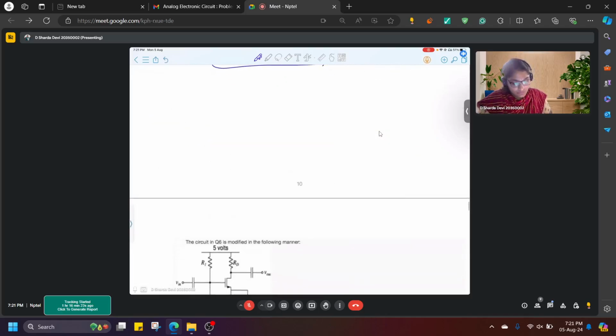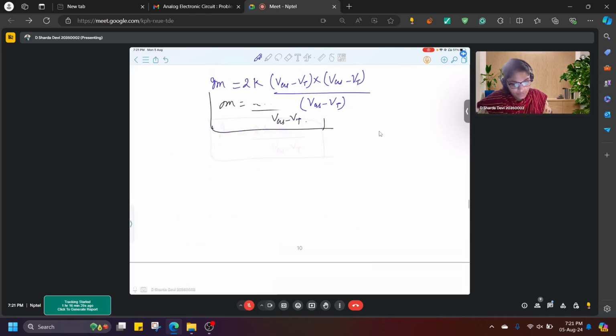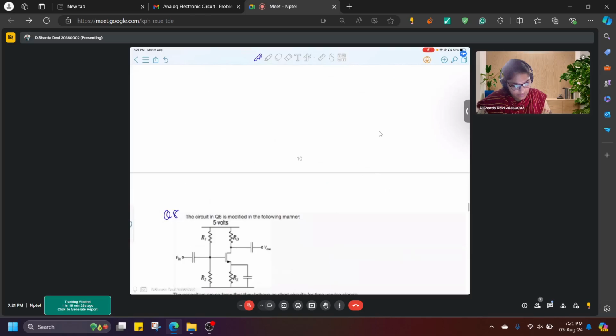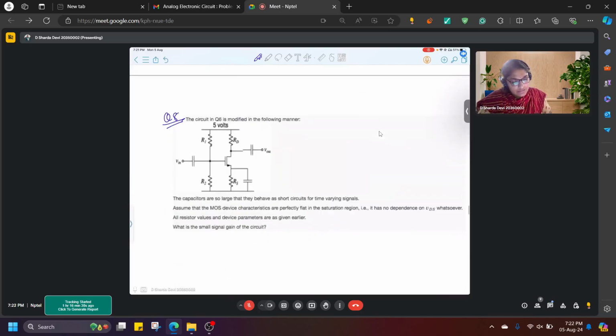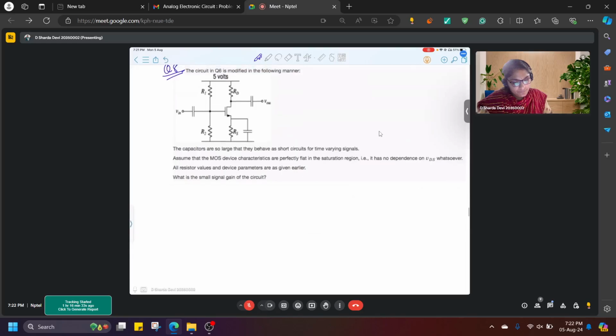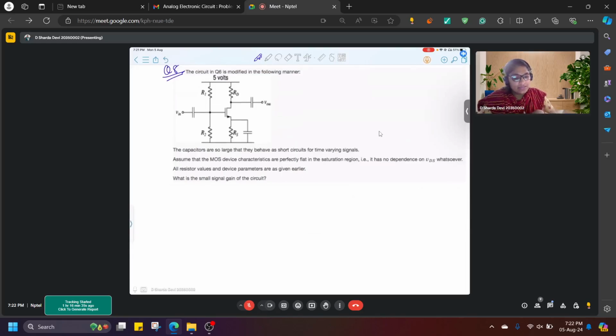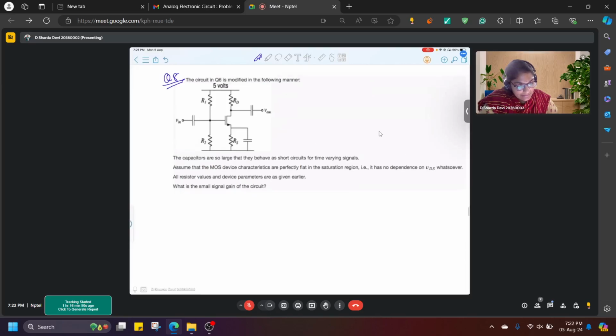Okay, moving on to the next problem. In this circuit, the structure has been modified by introducing capacitors in this particular case. What happens is, when there are capacitors present, these capacitors are so large that they behave as short circuits for time varying signals.